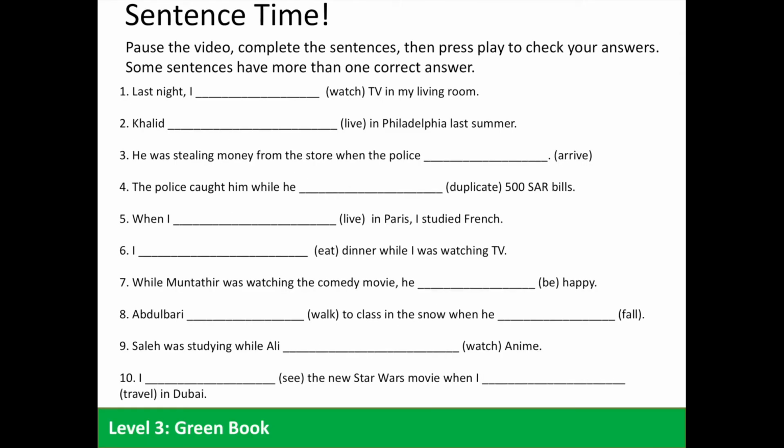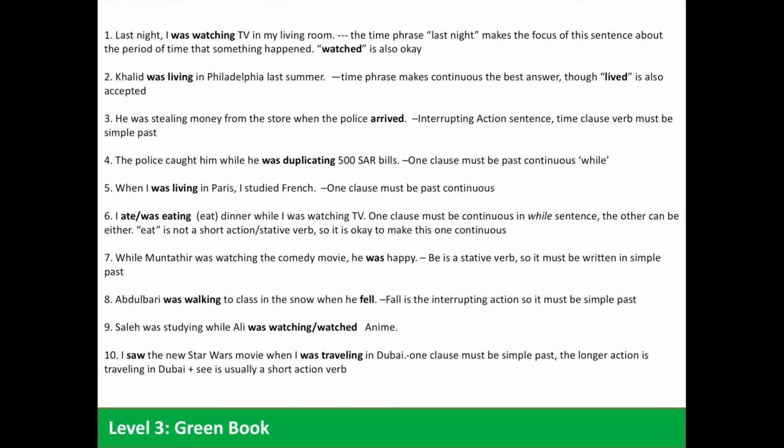Now, let's practice writing some sentences. Take a moment and pause the video and complete the sentences. Once you've finished all the sentences, hit the play button and we'll have a look at your answers. Now, take another moment, pause the video, and check your answers. Also, read the explanations as to why this answer was chosen.